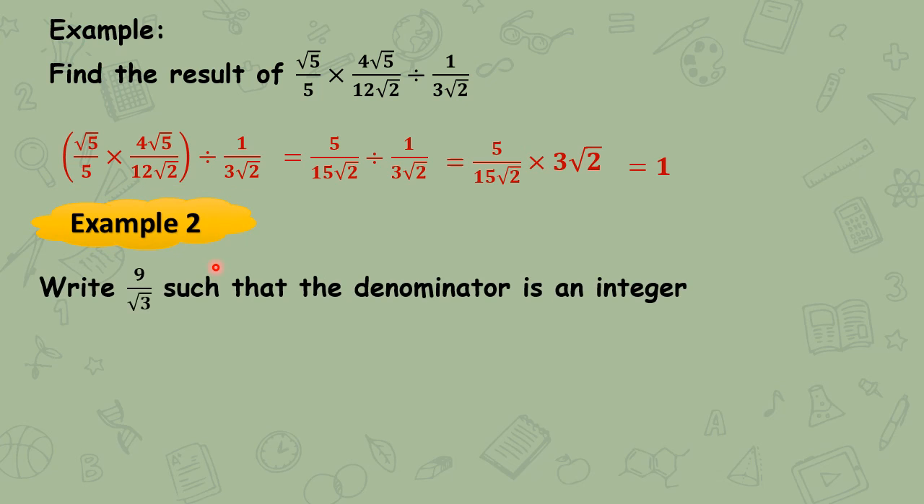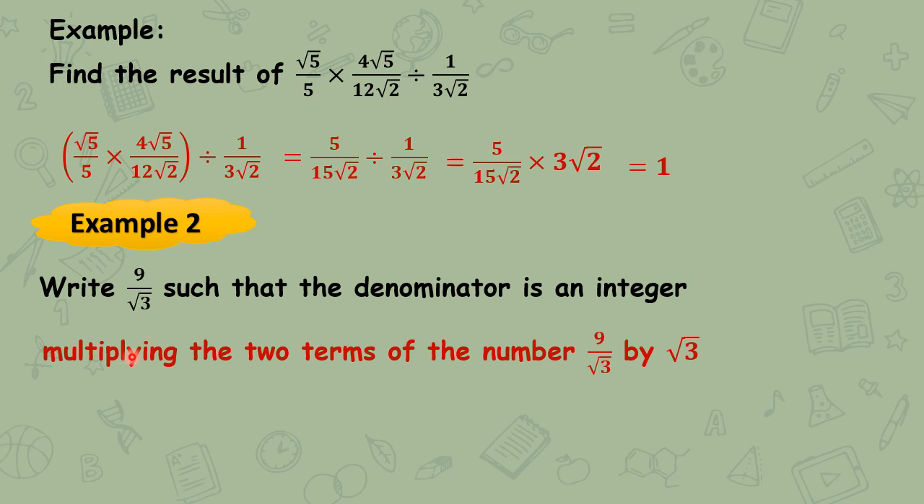Example number 2: write 9 over root 3 such that the denominator is an integer. To make the denominator an integer, multiply up and down by root 3. Then 9 over root 3 times root 3 over root 3 equals 9 root 3 over root 3 times root 3, which equals 3. So 9 root 3 over 3 equals 3 root 3.